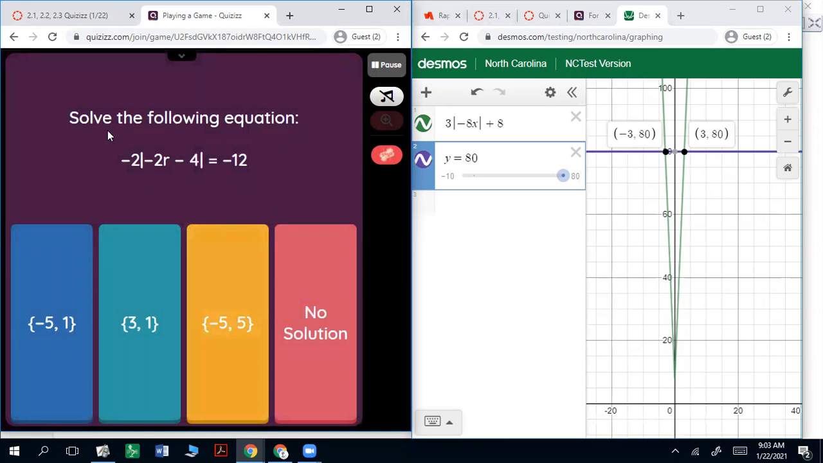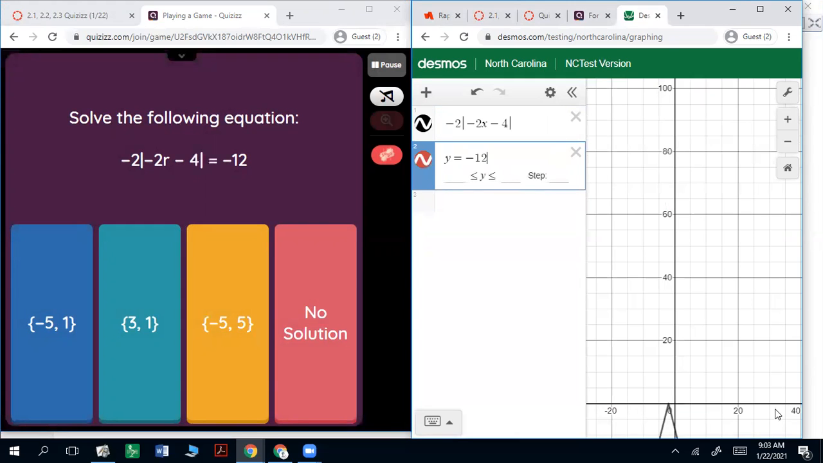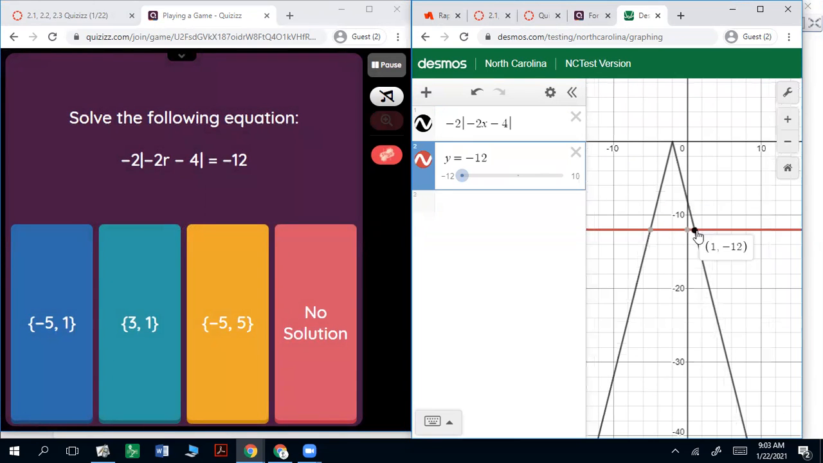All right, third question. Solve the following equation. -2 absolute value, -2x, minus 4, close it up, y equals -12. They're going to cross at -5 and +1.